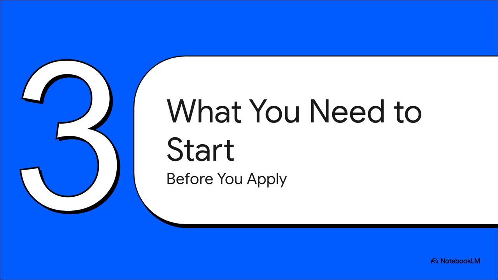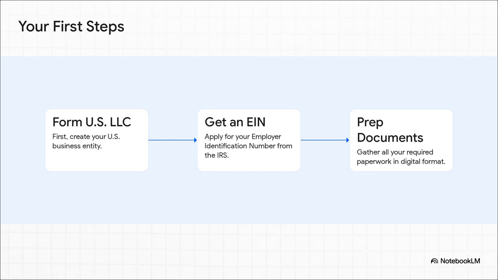Okay, I bet you're thinking, this is great, so what do I actually need to do? Let's get right into it. We're going to break down what you need to get in place before you even start filling out a single application. It really boils down to 3 key steps. First, you absolutely need a U.S. business entity, and for most people, that's an LLC. Second, once the LLC is formed, you apply to the IRS for something called an EIN, an employer identification number. Just think of it like a social security number, but for your business. And third, you get all your paperwork in a row. Nail these 3 things, and you're good to go.